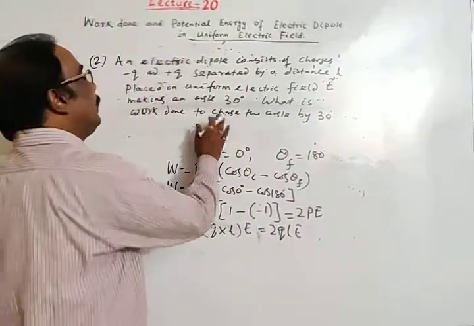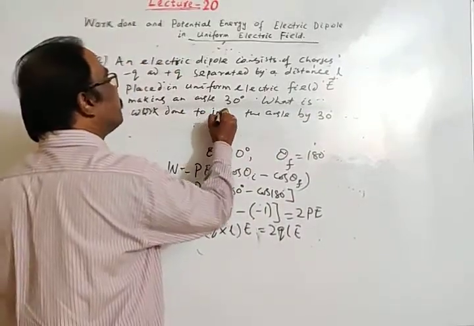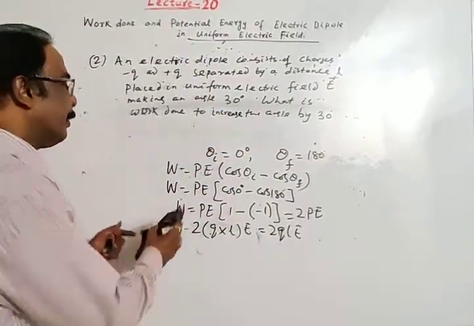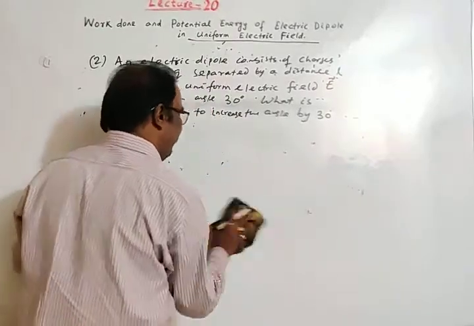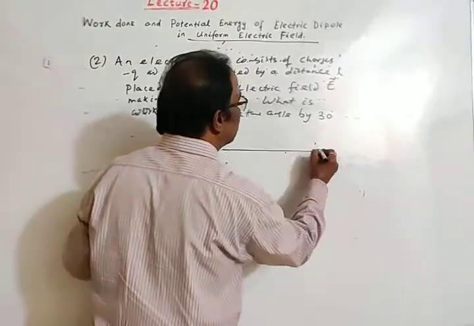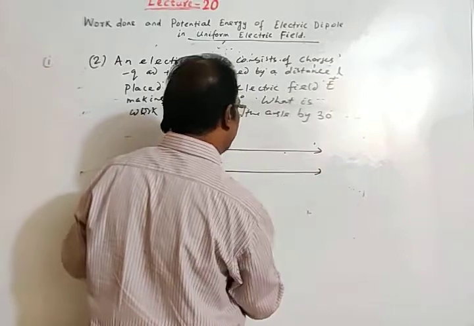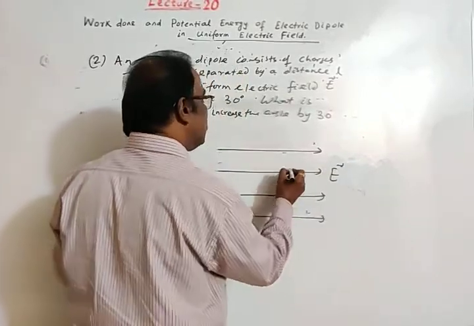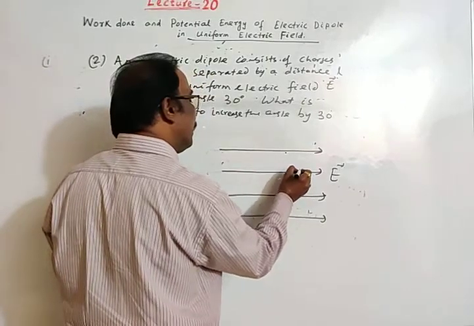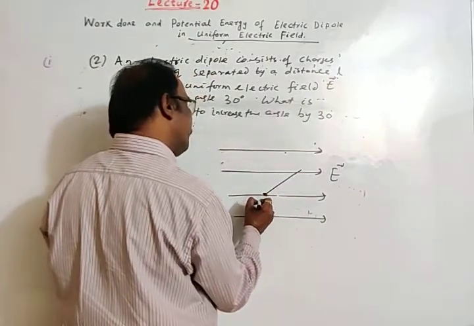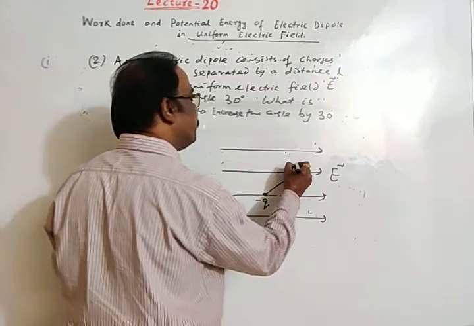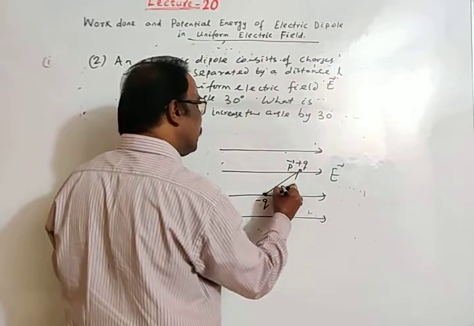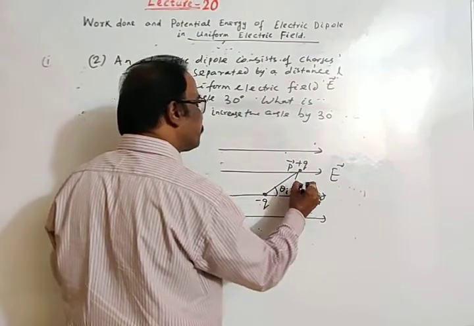To increase the angle by 30 degree. Okay. This is representation of electric field. Let electric field is E. The dipole is initially like this. This is the dipole. This is minus q. This is plus q. This is direction of dipole moment. Initial angle is theta I, which is 30 degree.